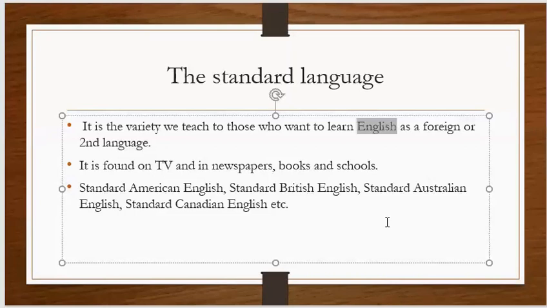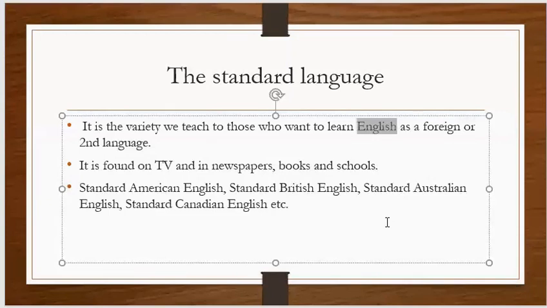Now, if we talk about standard English, nowadays we have multiple Englishes rather than English only. So we have standard American English, standard British English, standard Australian English, standard Canadian English, etc. When we say standard American English or standard British English, this means that there are multiple varieties of English in that country. Standard American English means that in America, there are multiple varieties of English, and one of them is considered to be the standard variety.